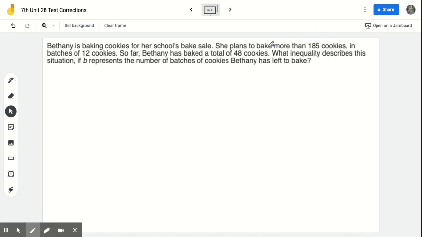So let's go through and read through some of this again. It says that she needs more than 185 cookies. So that would look something like this, more than 185. I'm not sure on the test, it could have also looked something like this, as long as the 185 is the smaller number. Okay, and let's see, she's going to be baking in batches of 12. So every time she puts a cookie sheet in the oven, she gets 12 more cookies, and she already has a total of 48.